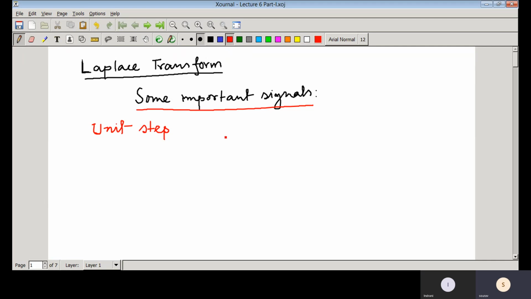Unit step signal means that f(t) is defined like this: f(t) equal to 1 when t greater than 0, and equal to 0 when t less than 0. So this is the unit step function, and the unit step is denoted as u(t).